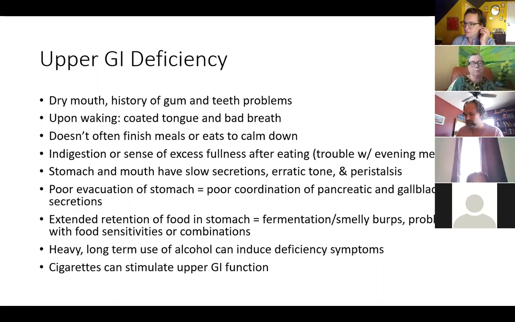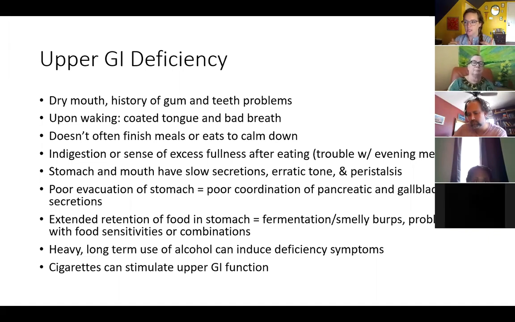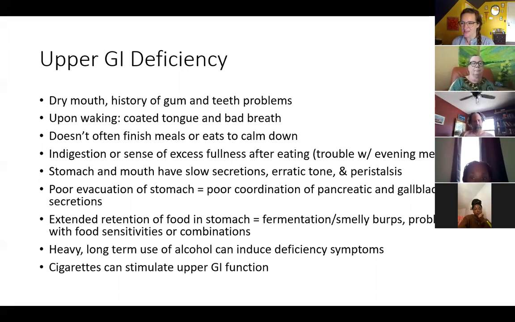So I got that. So upper GI deficiency. Symptoms of an upper GI deficiency. This is your mouth, your esophagus, and your stomach. So dry mouth, history of gums and teeth problems. When you first wake up, you might have a coated tongue or bad breath. You don't often finish your meals, or you eat to calm down. So think of that quivering stomach that's calm when you put food in it. But then you can't finish much because you get nauseated because you have a quivering stomach.